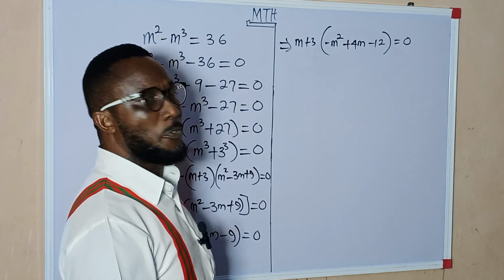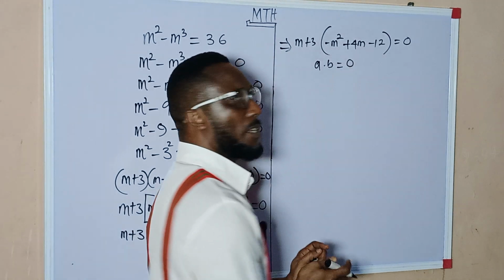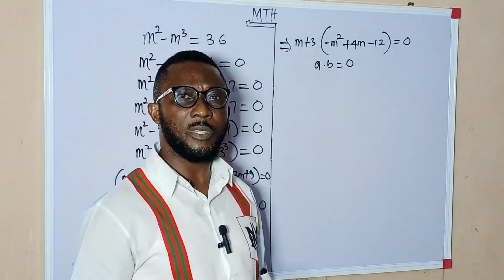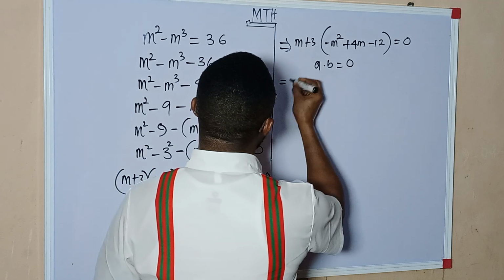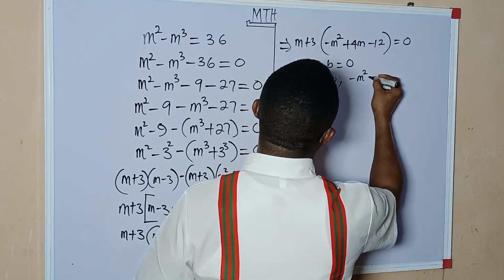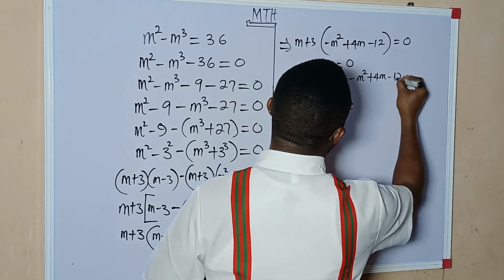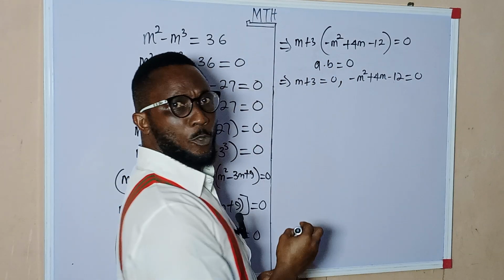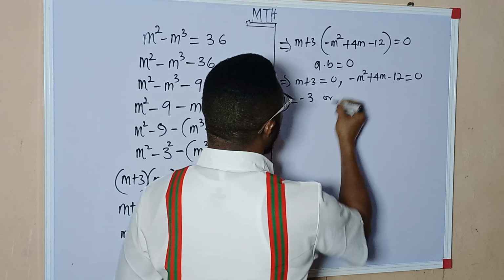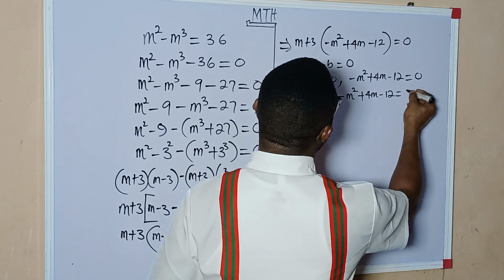So here we are going to invoke the zero product property. So if we have a multiplied by b is equal to 0, it implies that either a is 0 or b is 0, or both a and b are 0. So then we can say that m plus 3 equal to 0, then minus m squared, which is a quadratic, plus 4m minus 12 equal to 0. So our first solution, when plus 3 crosses, that will give us a negative value. Or we are going to solve this quadratic, m squared plus 4m minus 12 equal to 0.